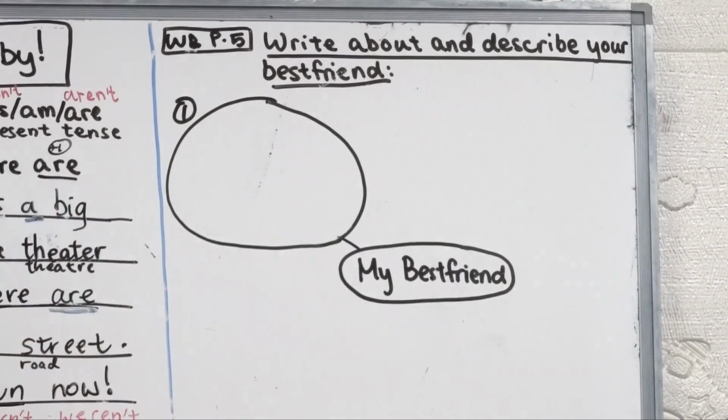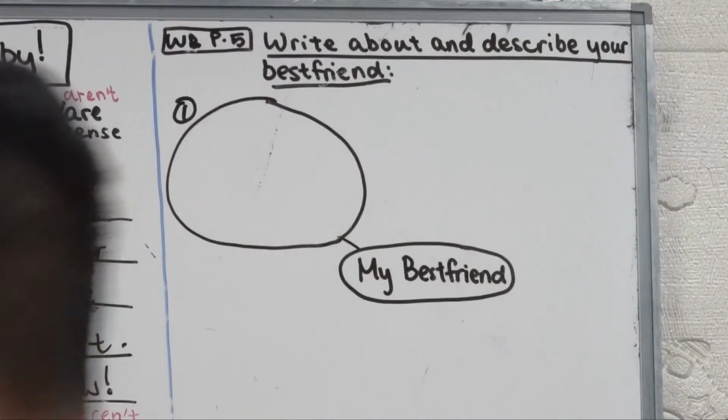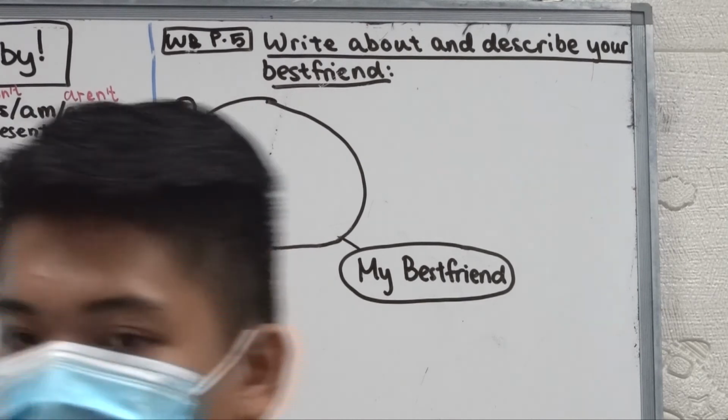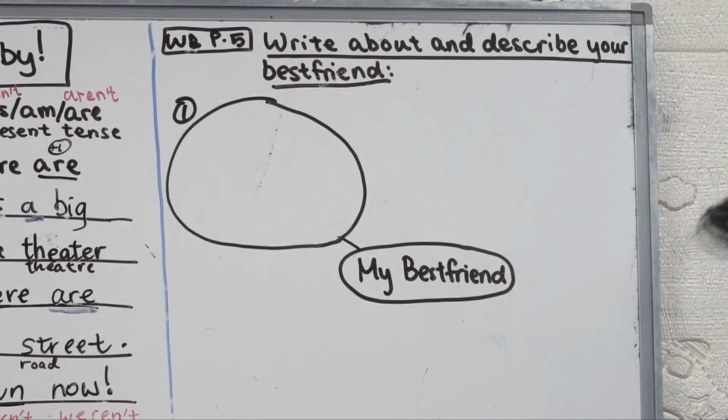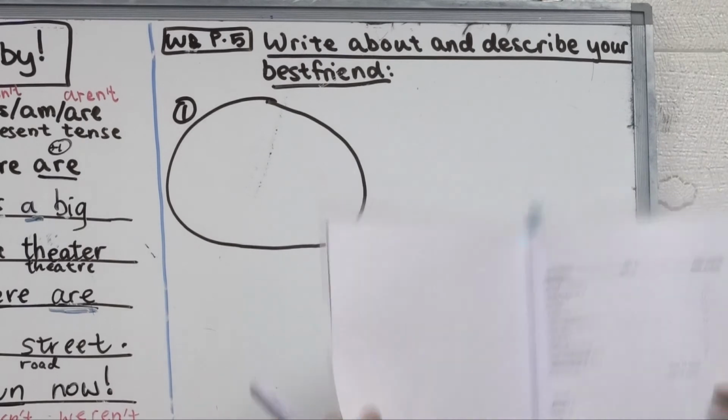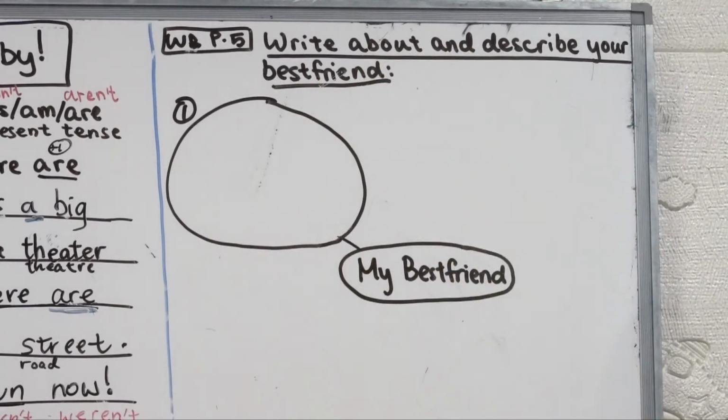Hold on. Or use a piece of paper, right? You can use a piece of paper to write down what I'm writing too, okay? This is called a mind map, okay? You can write down here or at the back, okay?